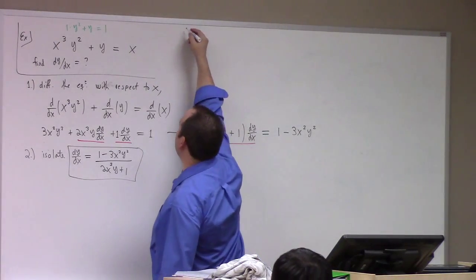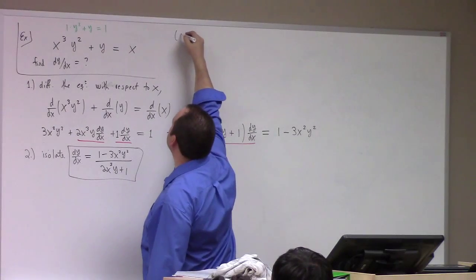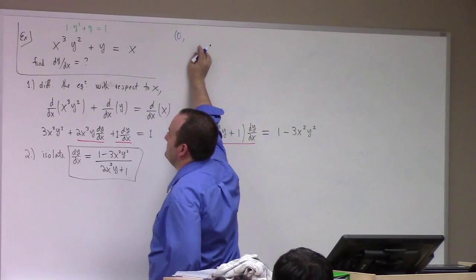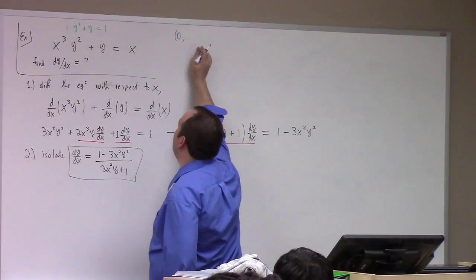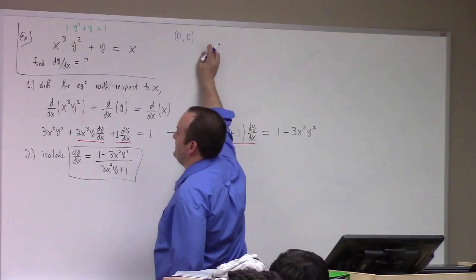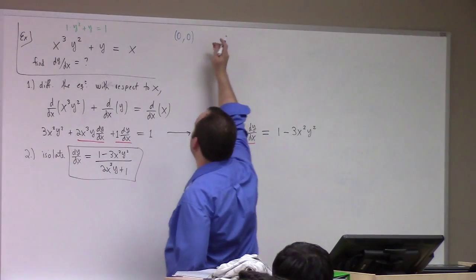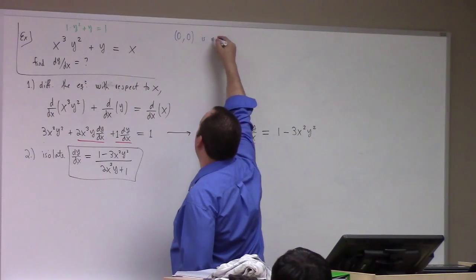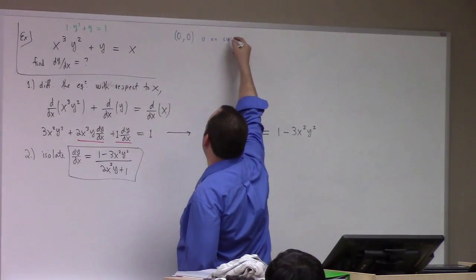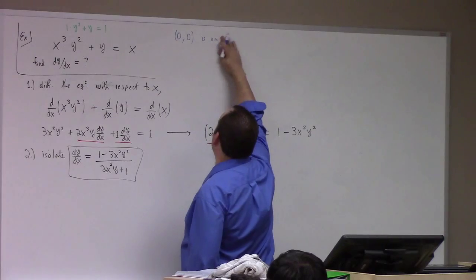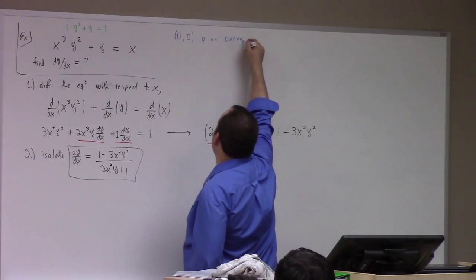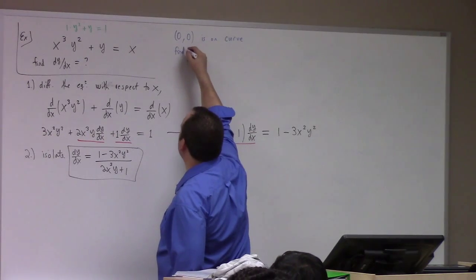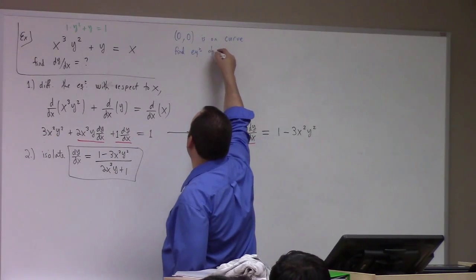Fine. I'll be lazy. x equal to 0. What do we get? That gives you y equals 0 as well, right? That's fine. So that is on the curve. We've gone from being too complicated to being so stupidly simple that it doesn't serve the purpose. So that's on the curve. Find the equation of the tangent line there.